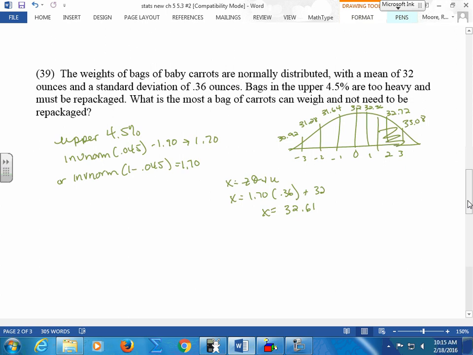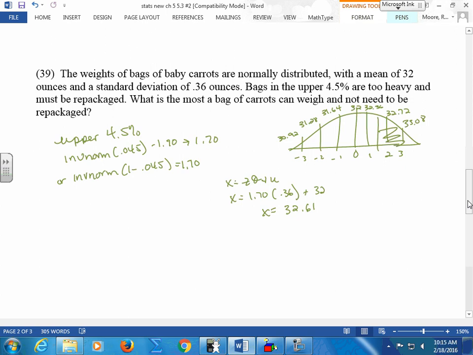Why would they care? You're giving them too many carrots for the price of it, right? So that it's over the limit that they want to sell. If they undersell, you're cheating them. If you put too much in, they're cheating you. So this is really important.